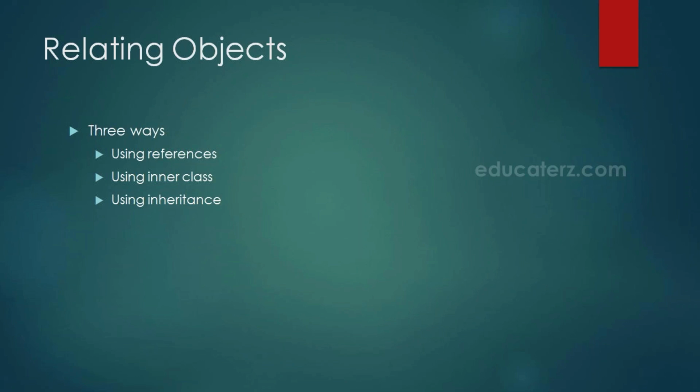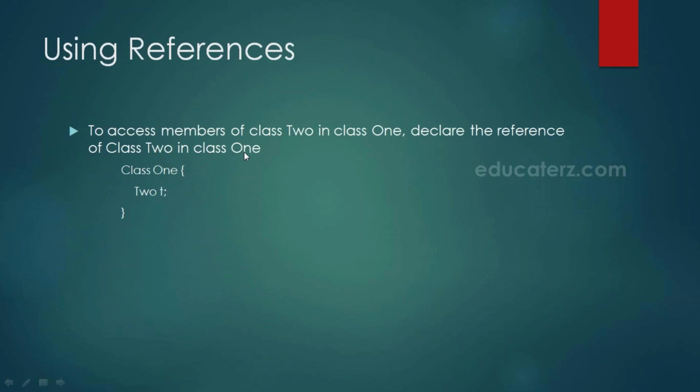So why should we relate objects? It is basically useful when an object should start processing data where another object has left, or it is also helpful to pass data from one object to another object and from there to another object in a chained form. So in this video, we are going to see how to relate objects using references.